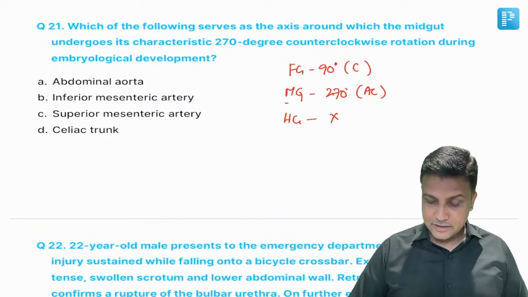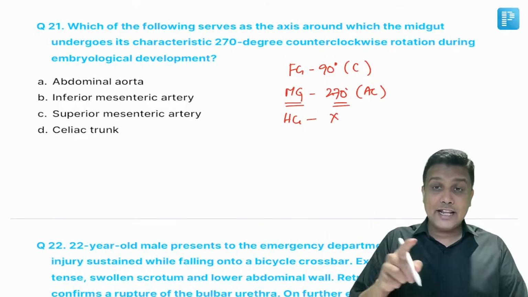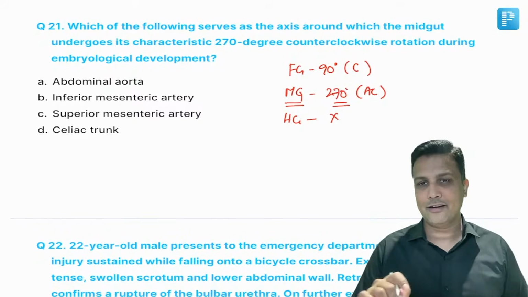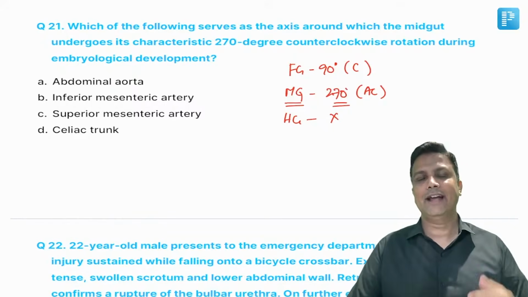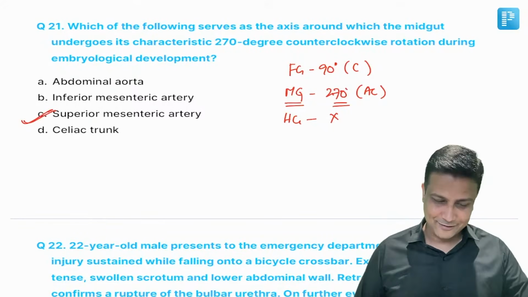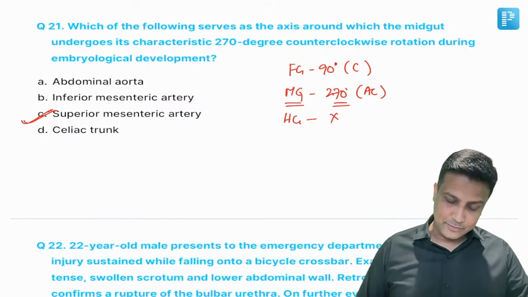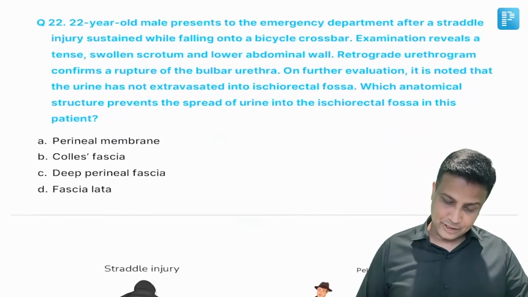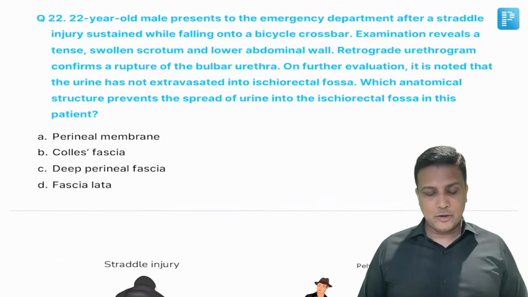Now this midgut is going to rotate 270 degrees anti-clockwise around an artery, the artery which is supplying the midgut. And which artery is supplying the midgut? That is superior mesenteric artery. The superior mesenteric artery here. Next one. Another important concept right now.